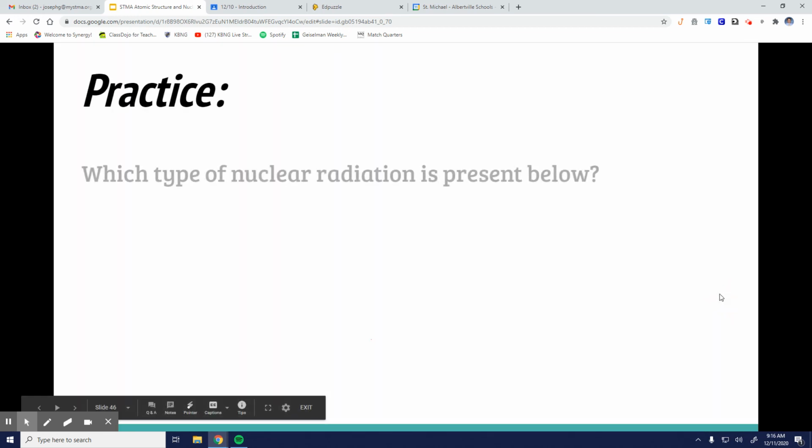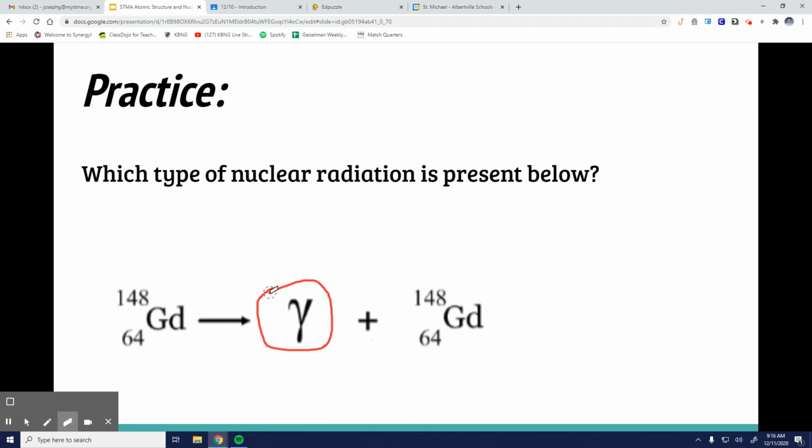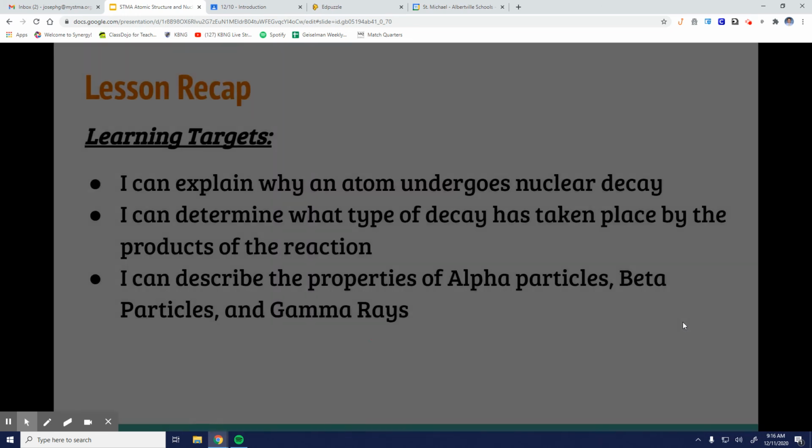Last one. Let's take a look at this one below. What type is it? Hopefully you figured out, because the Greek letter gamma is right here, that it is going to be gamma decay. So hopefully those were pretty easy for you. They were all the examples that we looked at earlier, so they should have just been a simple recall back to what we did before.